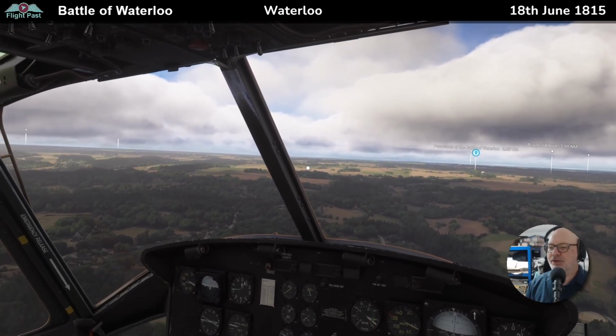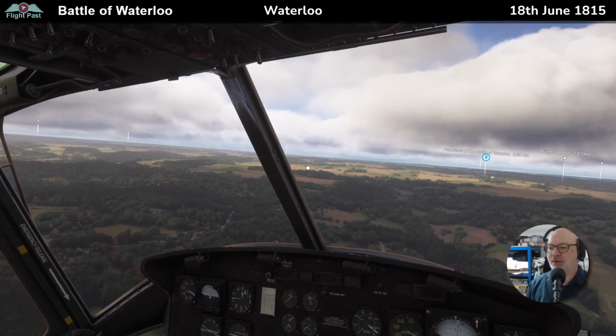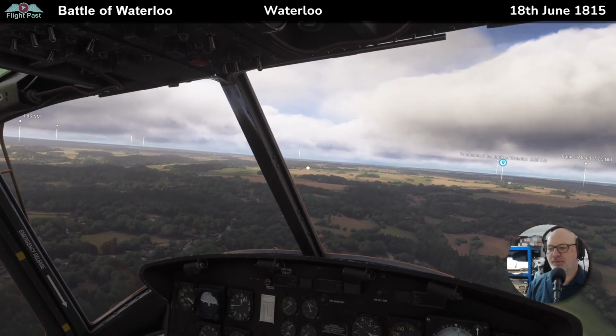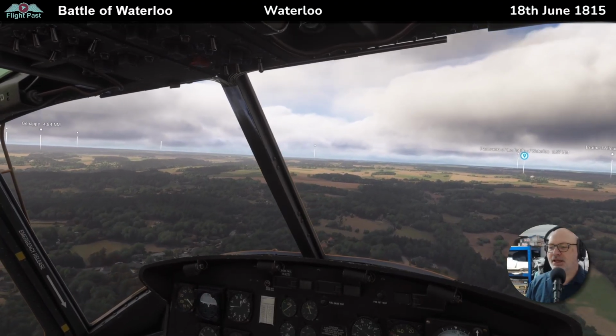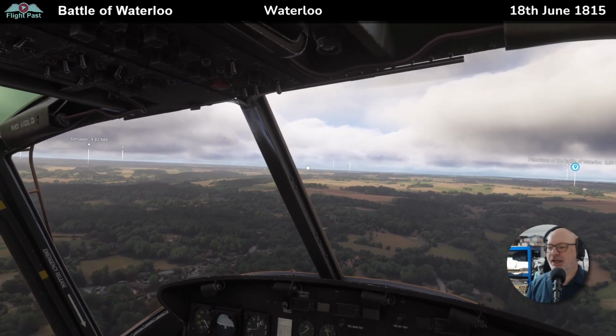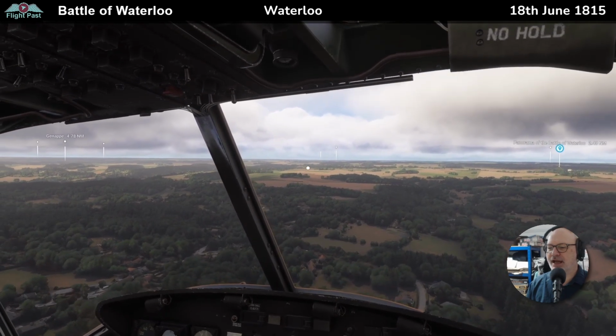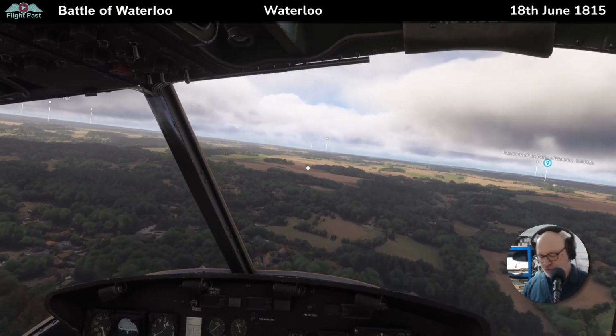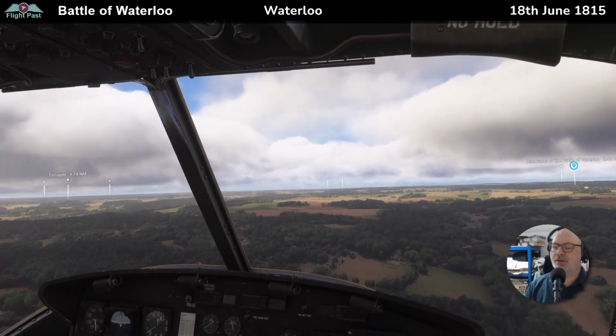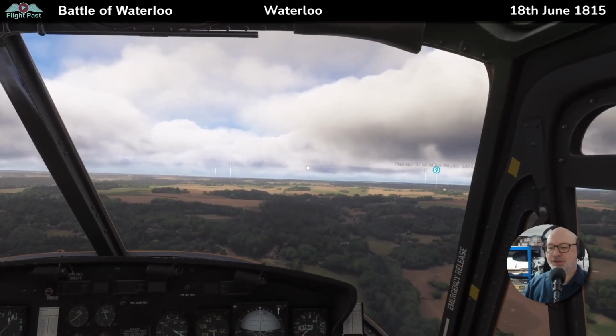And over here, where these trees are, where the white dot is now, is Napoleon's position. And this is the village here of Plancenoit, just where the white dot is kind of now. Okay, so let's have a quick look at this escape.